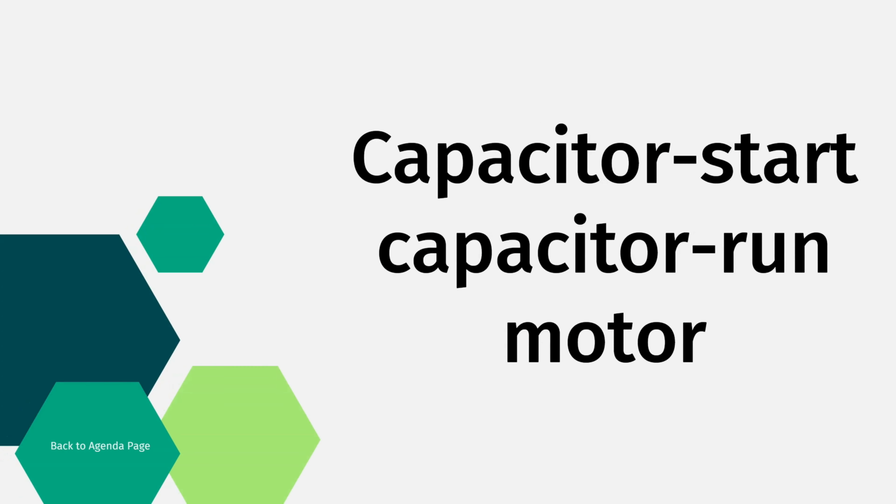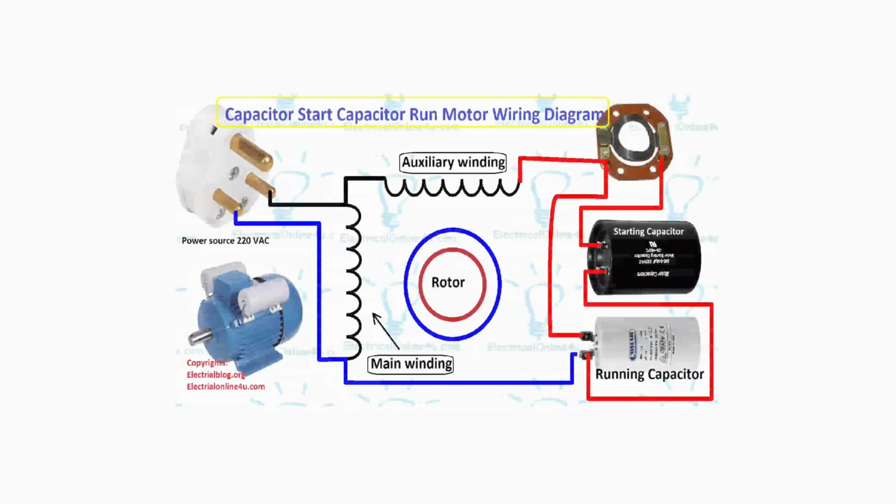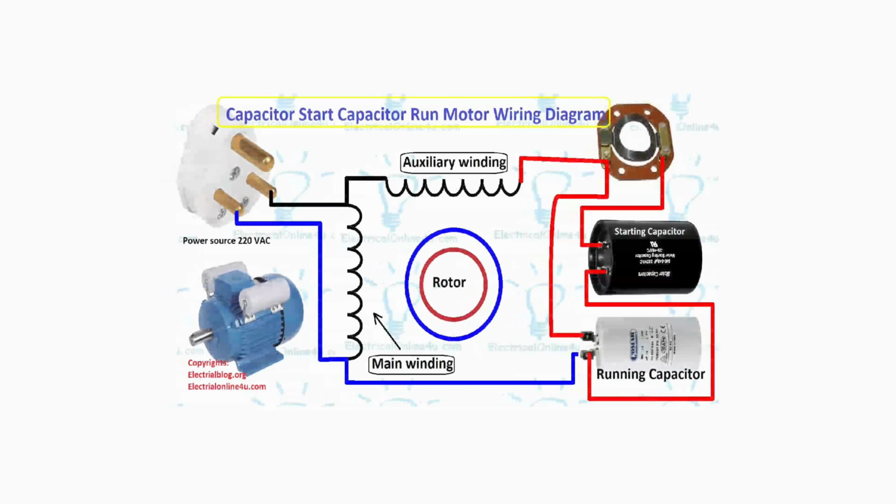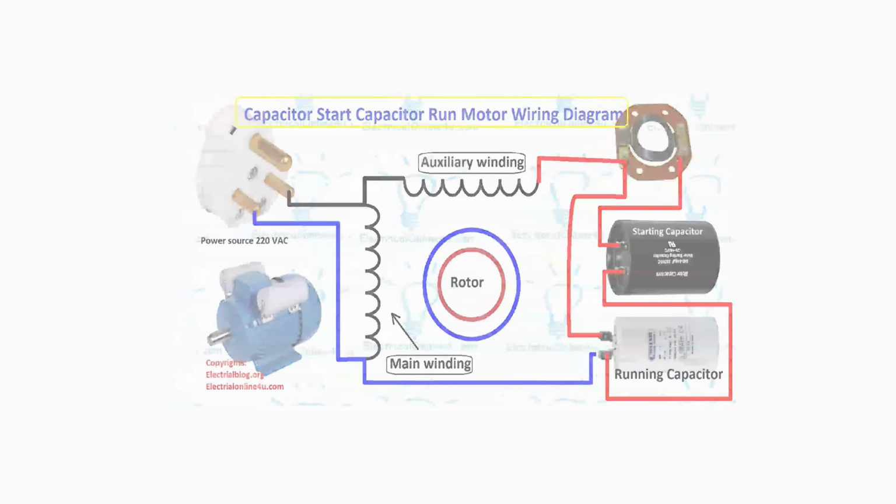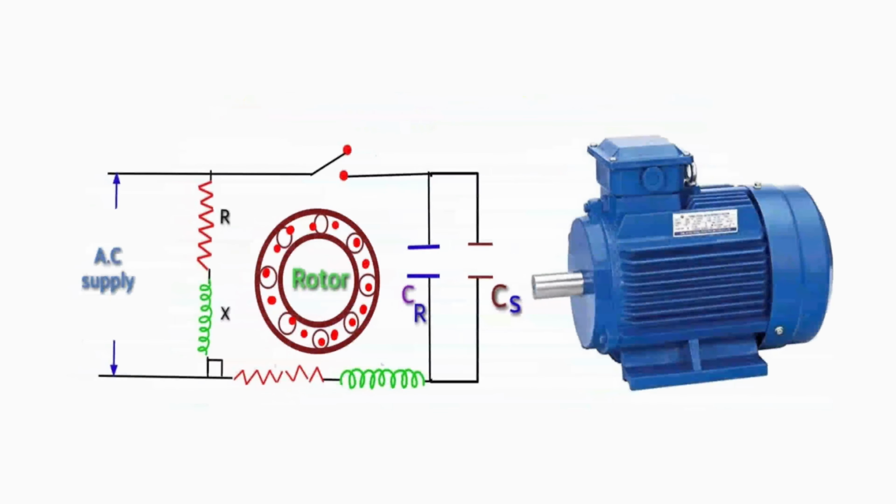The last one is the capacitor start capacitor run motor. It is similar to a capacitor start induction run motor but has two capacitors. The capacitor run motor has moderately high starting torque and fairly constant speed. However, it has a better power factor and high efficiency. Capacitor run motors are widely used in electric drives which require quiet operation. It is commonly used in applications such as pumps and compressors.